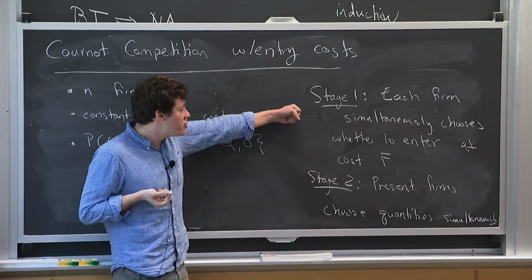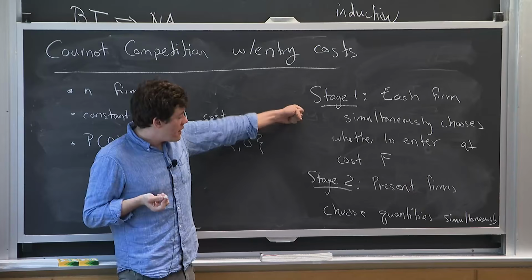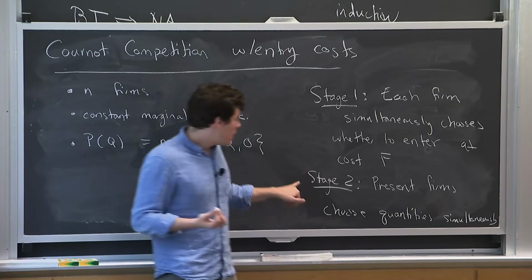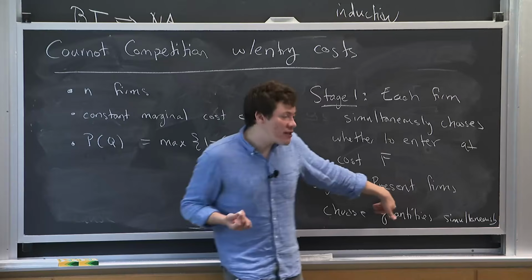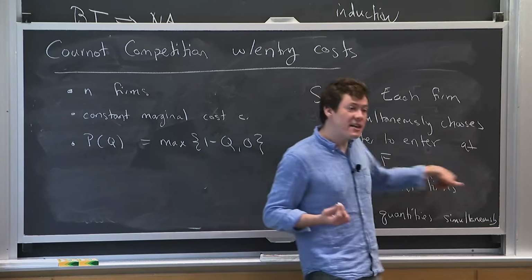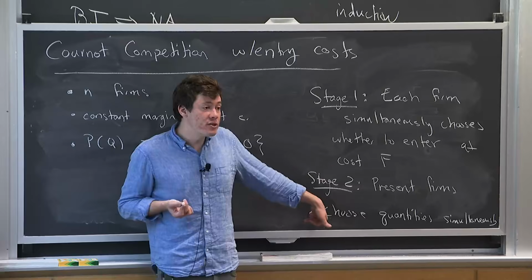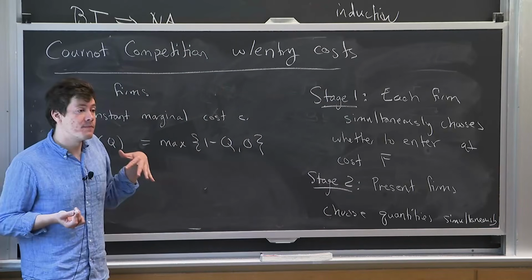So first, each firm chooses whether to enter at some cost F. Some subset of the firms has entered. And then the present, this is not great grammar, but I just mean the firms that are present, the entered firms, choose simultaneously the quantities to produce, and then we just play the Cournot game.